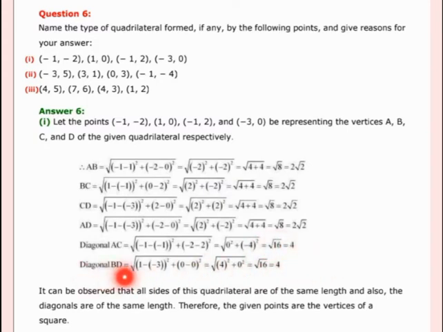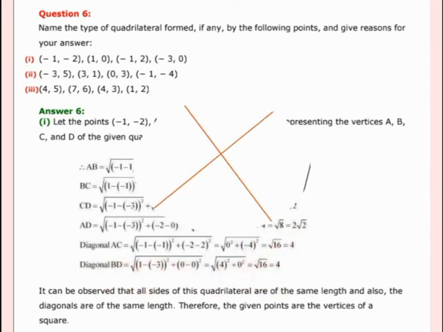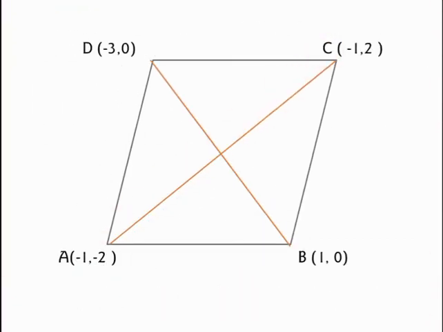Similarly, you can find diagonal BD. It will also be 4. It means both the diagonals are also equal, and we know in a square all 4 sides are equal and 2 diagonals are also equal. It means ABCD is a square.